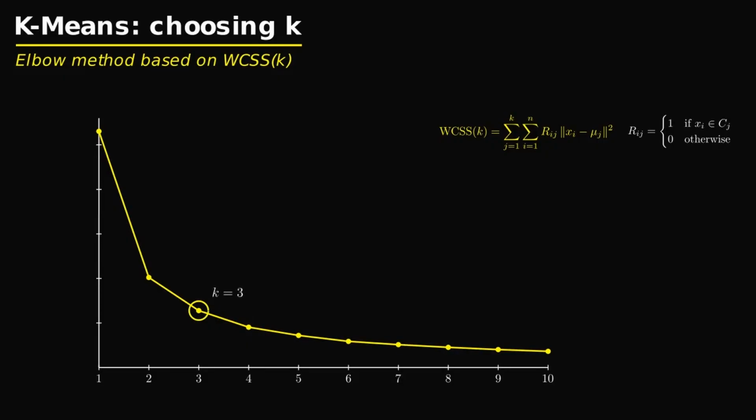So we look for a bend in the curve, the elbow. In this example, k equals 3 is a natural candidate. But k equals 4 may also be a reasonable choice. So the elbow method does not give a definitive answer. It is only a heuristic, suggesting a compromise between simplicity and fit.